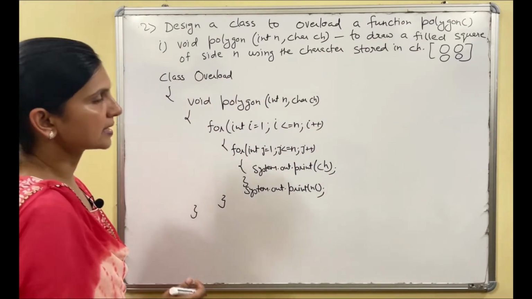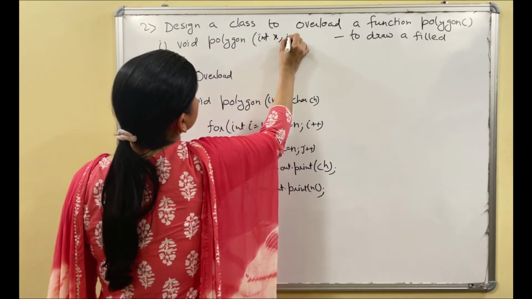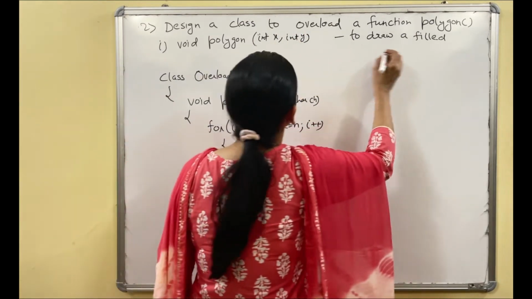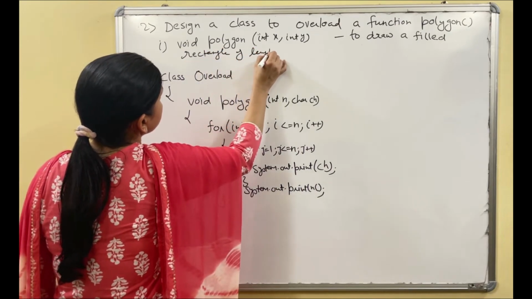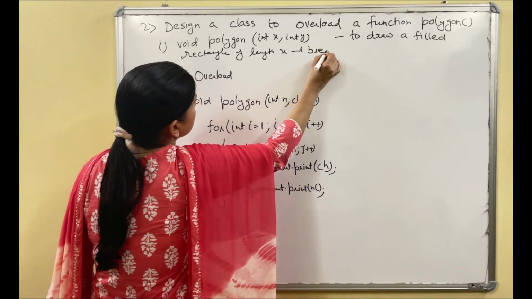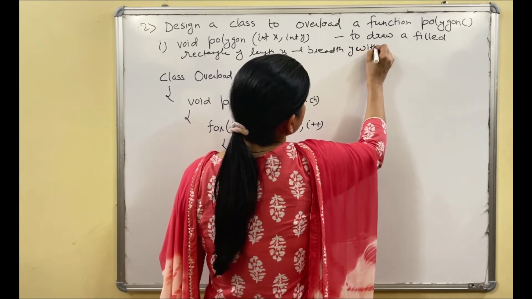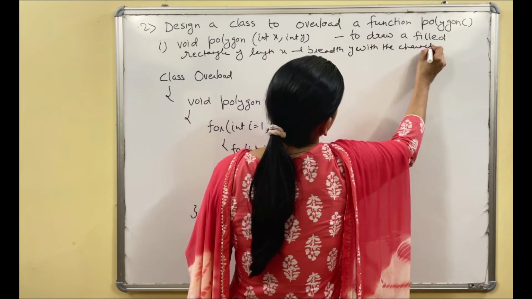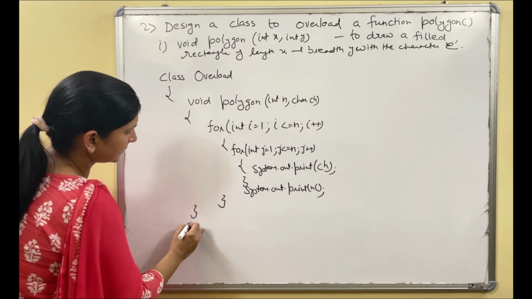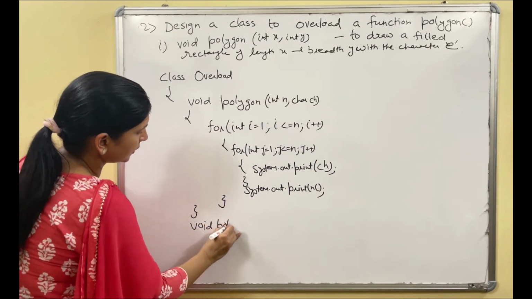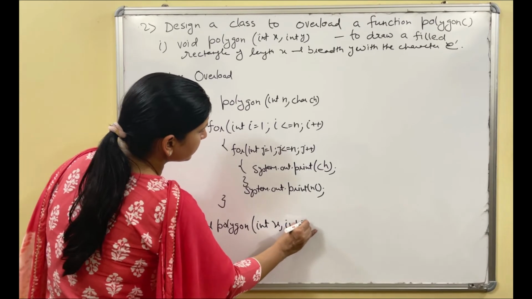Now we will make the second function, and in the second function 2 parameters will be passed, int x and int y, to draw a filled rectangle of length x and breadth y, with the character which is also given in the question, which one? @. So let's make the second function void polygon, and in this we will pass 2 parameters, int x and int y.